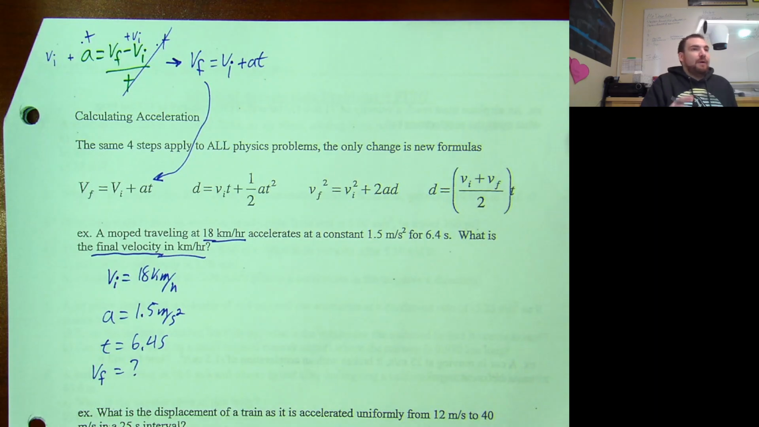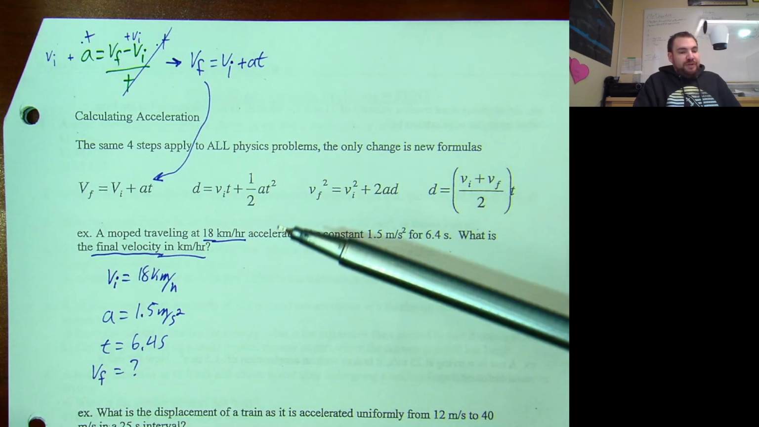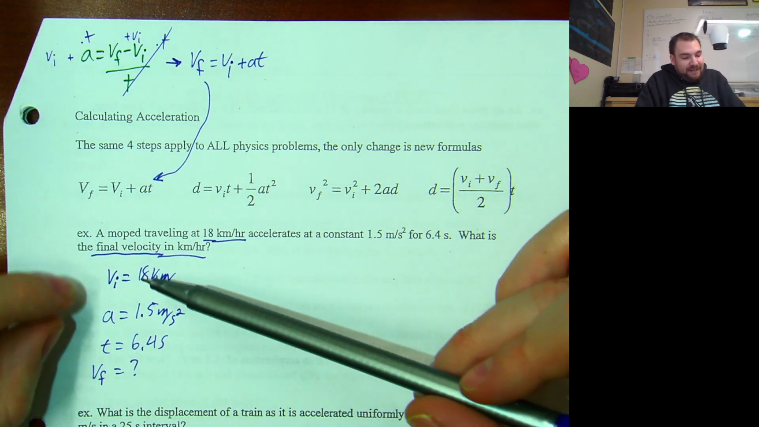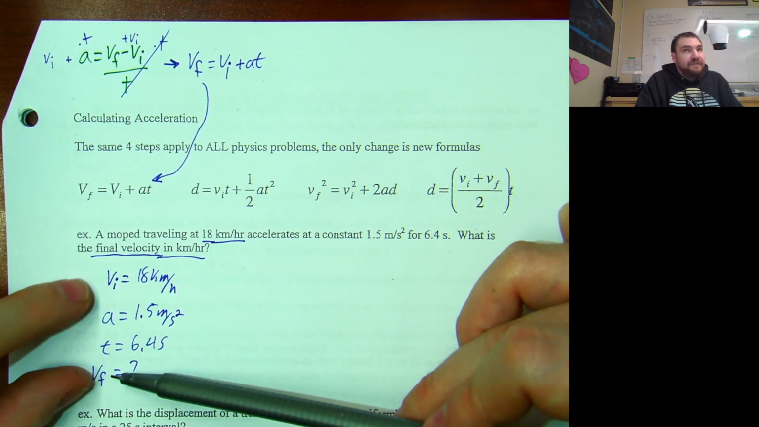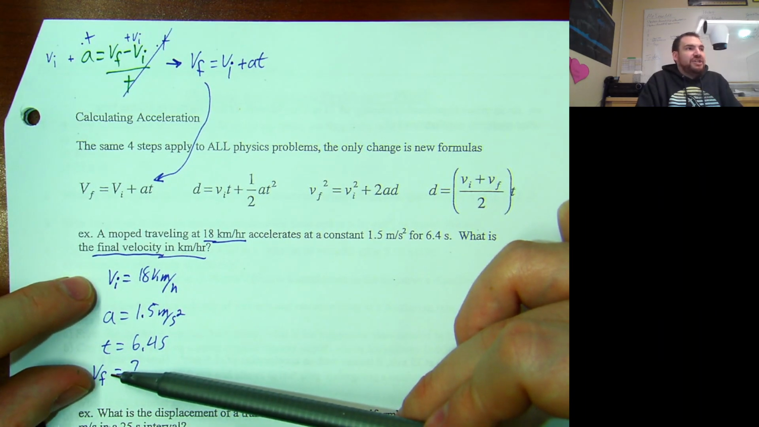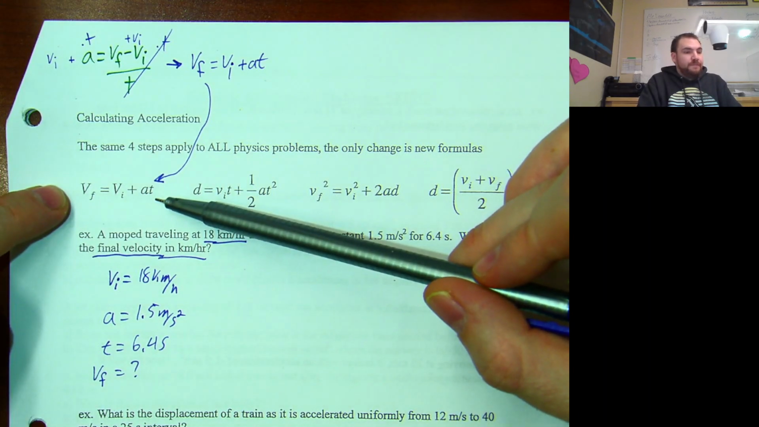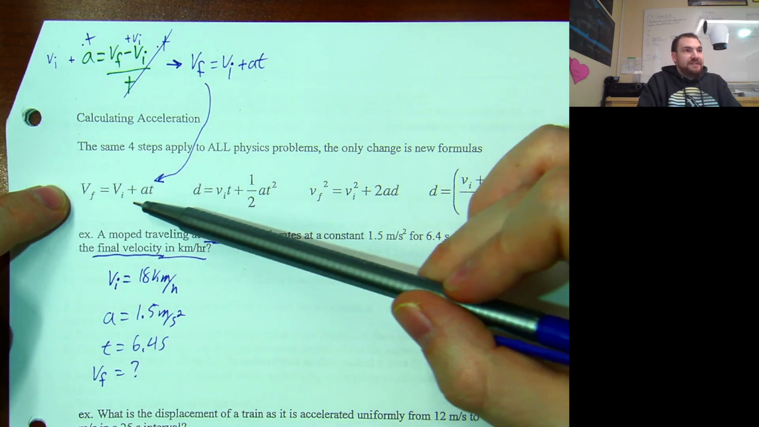So given the data that we've got, you want to isolate the appropriate equation given what you have and what you're looking for. The reason I'm stopping to do this first question is, I'm given VI, A, T, and VF, so I want the equation that involves VI, A, T, and VF, which is this first one here. V final equals V initial plus acceleration times time.